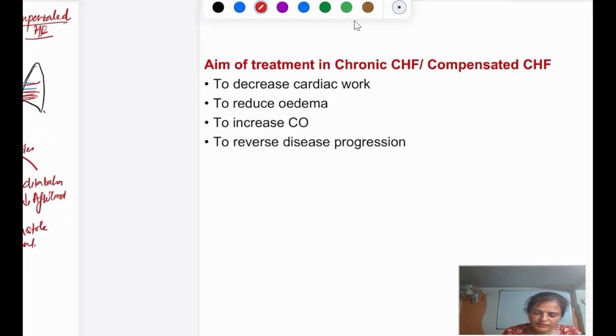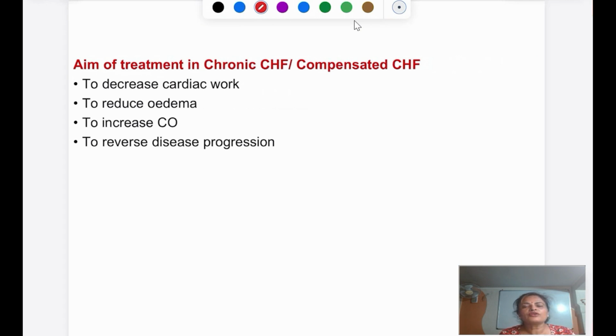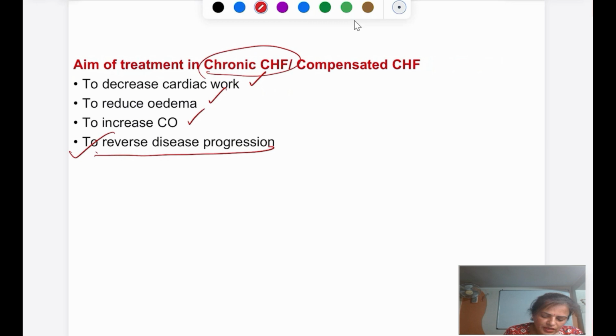So what is the aim of the treatment in the chronic heart failure or compensated heart failure? You have to decrease the cardiac work, reduce edema, increase the cardiac output, and reverse the disease progression or reverse the cardiac remodeling. So for each and every patient you have to put the drug which is going to reverse the disease progression, because this is the one which is going to increase the survival of the patient.